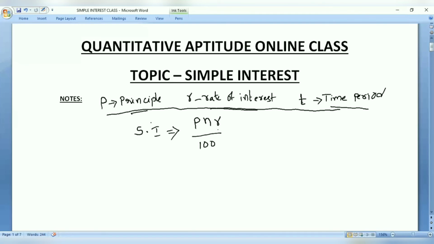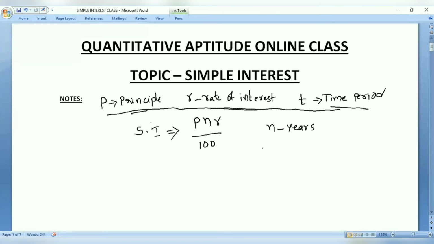And R represents the rate at which you lent, or the rate at which you deposited, or the rate at which you are going to get the returns. Okay. So now, for example, we mentioned that N is always mentioned in years. You may get it out.